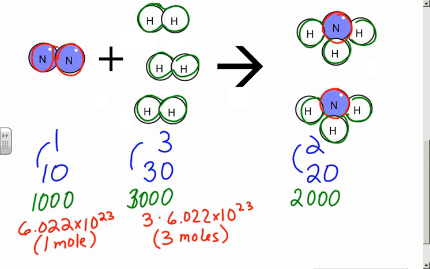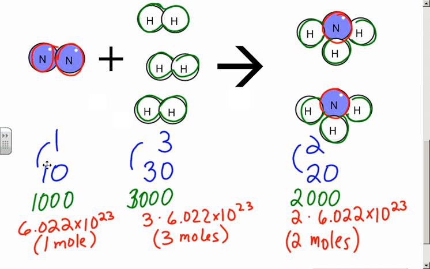Guess how much we would get of the ammonia over here? You guessed it, we would get 2 moles of ammonia. That would be 2 times Avogadro's number. And that would tell us how many particles or how many molecules of ammonia we would get by reacting 1 mole of nitrogen plus 3 moles of hydrogen to get 2 moles of ammonia. What you see here are called mole ratios. So that ratio of 1 to 3, or 3 to 2, or 2 back to 1.